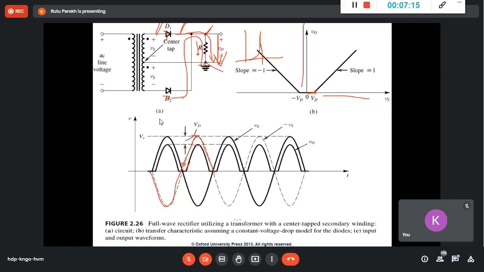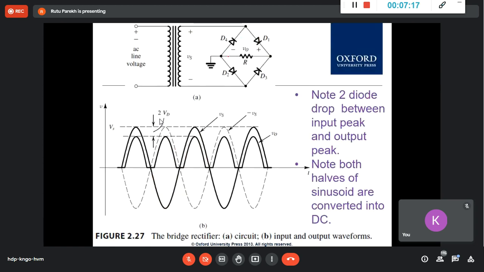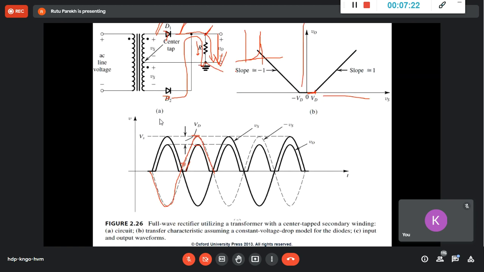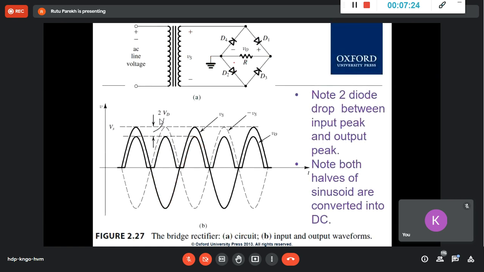So this is the same version of this circuit, but the difference is that here there are two diodes, here there are four diodes. Here there is a center tap, here there is no center tap. So what is the advantage? Advantage comes with disadvantage.